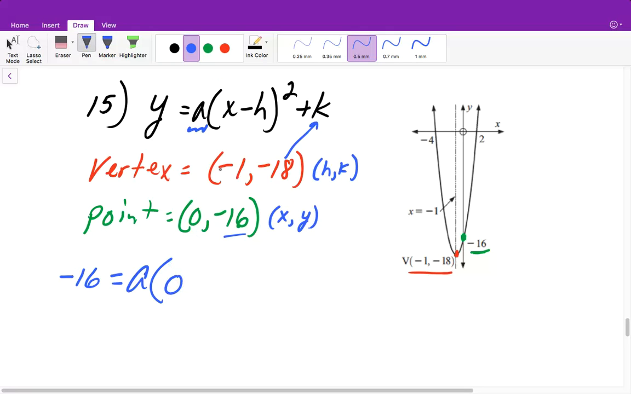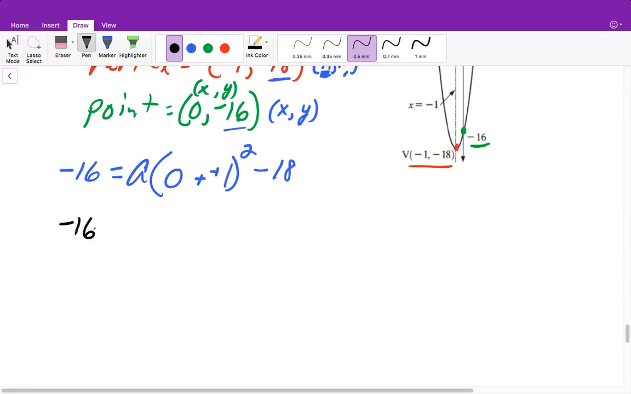And it's not -1 because that -1 is actually our h value. So it's 0 minus our h, so minus -1, which is going to turn to plus, squared, plus our k, which we know our k is equal to -18. It might be easier for you if you write this h and k on top of your points instead of below or next to like I did, just so you could see which one substitutes in for where. And now we just solve this.